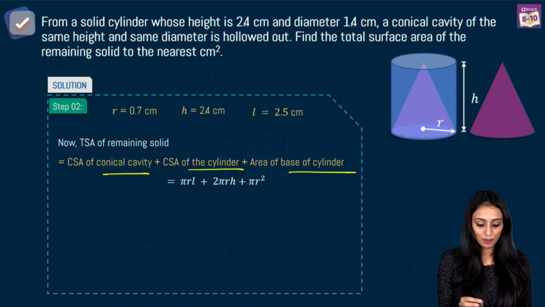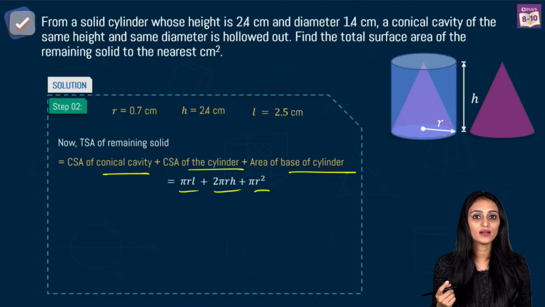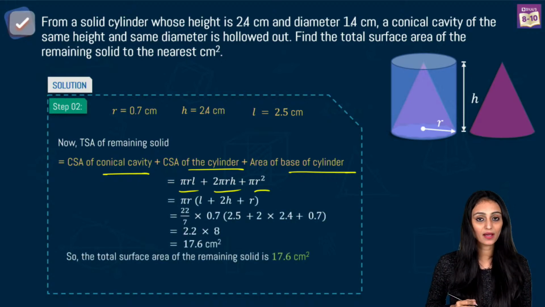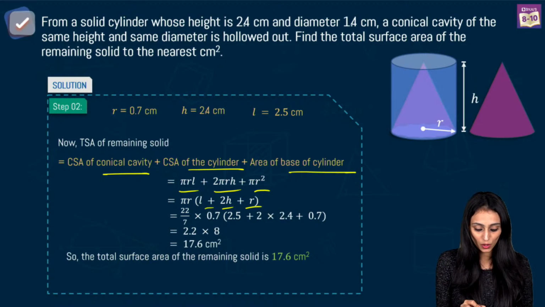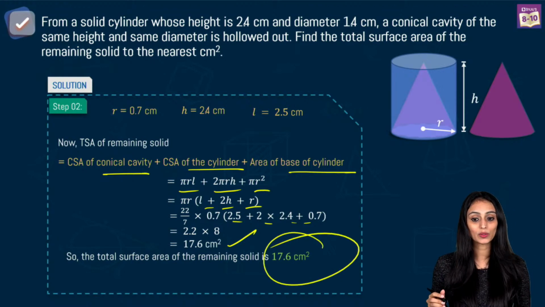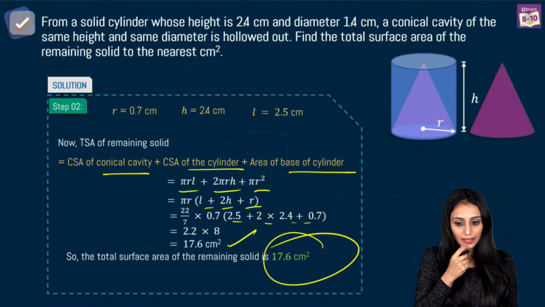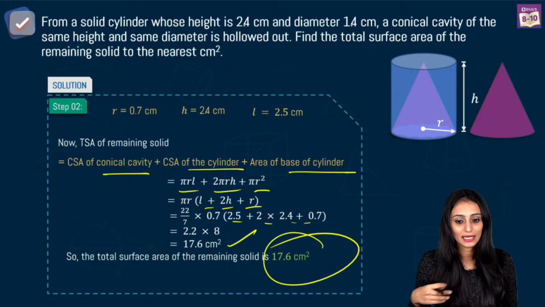Yes. So simply I'll put all the formulas. What is common here? They have a common radius. So let's take pi r common. So we have L plus 2h plus r. Okay, let's put all the values here. Whatever you have, you get 17.6 centimeter square. That's the total surface area of the remaining solid. Absolutely, Siraj. You're getting the right answer.